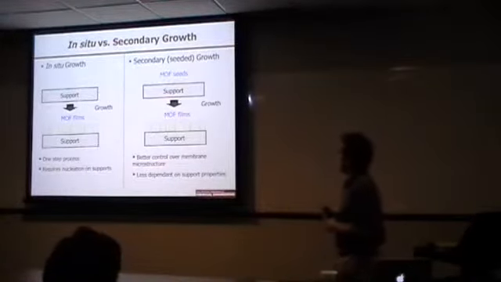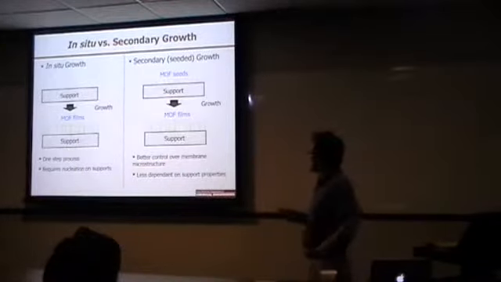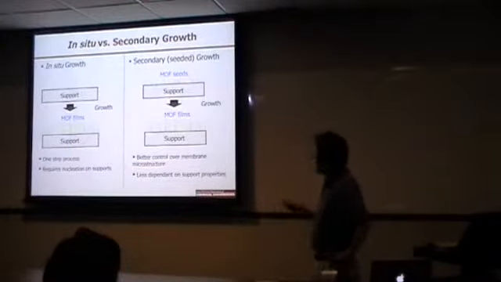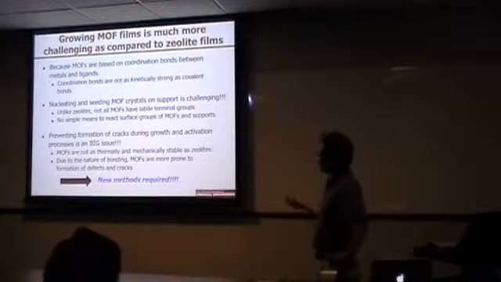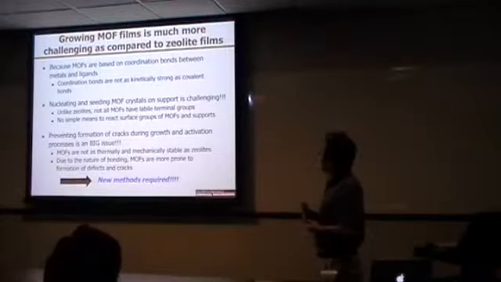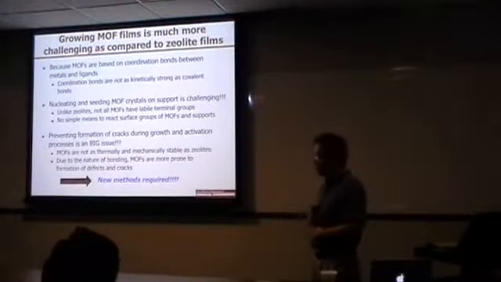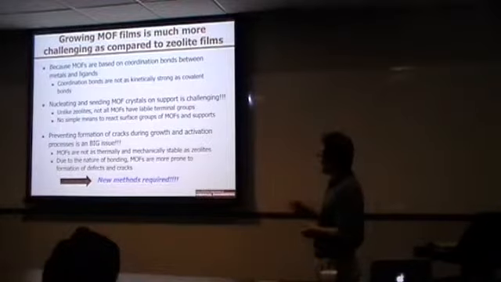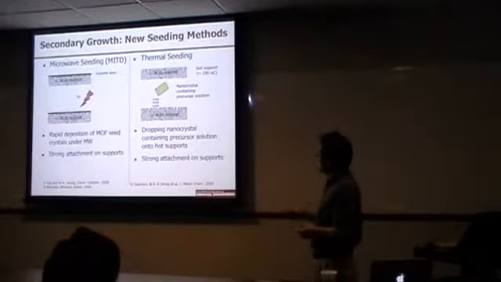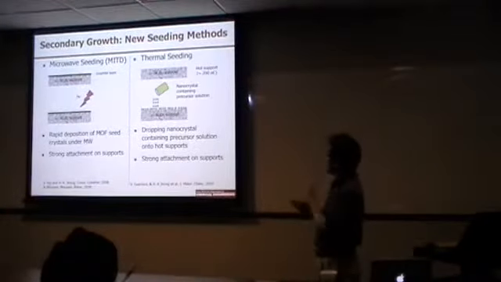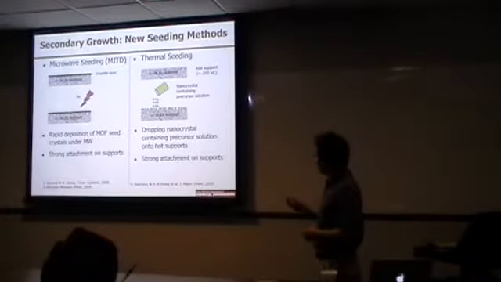In general, this gives us a better control over membrane microstructure and is less dependent on support properties. And we are working on both techniques depending on the MOFs and support properties. Again, it turns out that growing MOF films is much more challenging as compared to films of other framework, oxide-based framework materials like zeolites. So I'm not going to go into detail, but the message is new methods need to be developed. So we developed two types of methods in order to grow this type of materials using secondary growth. One is microwave, and the other was thermal seeding.